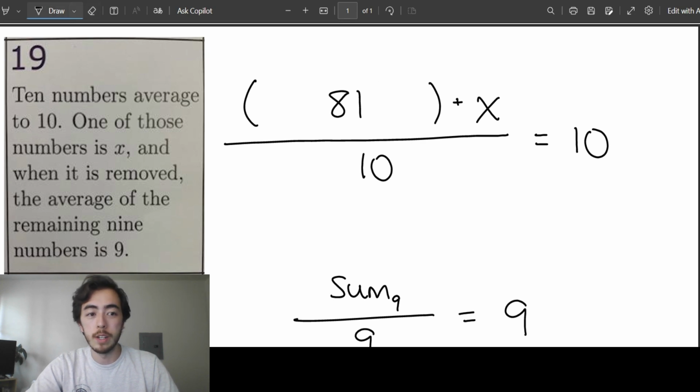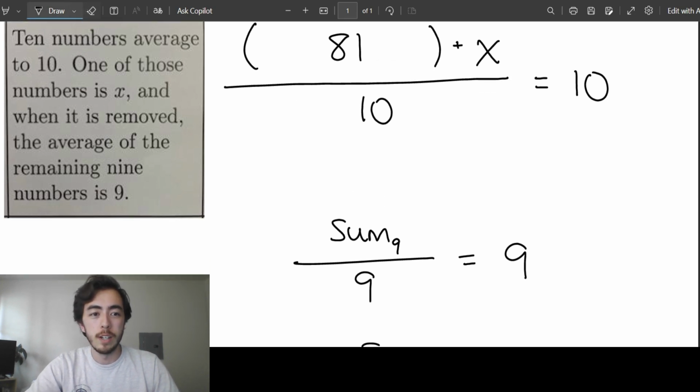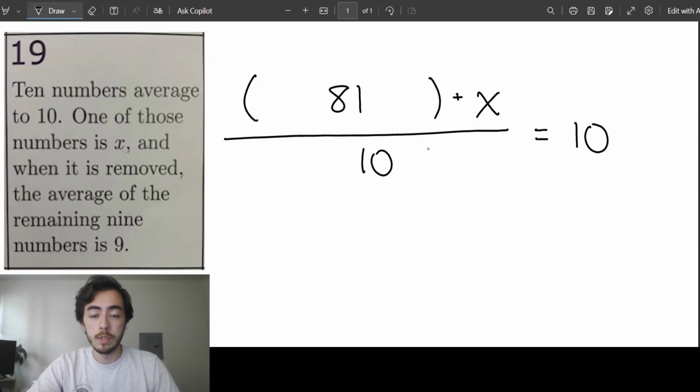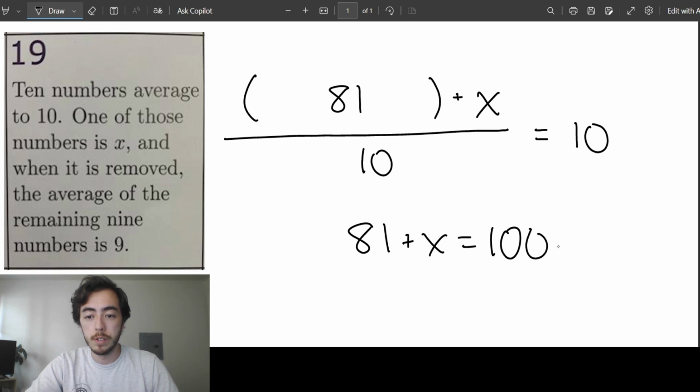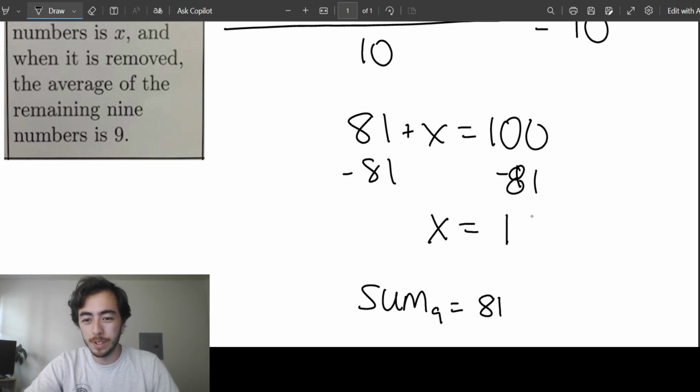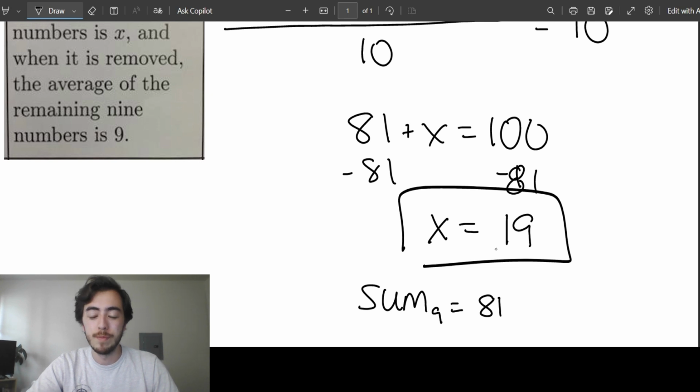And so now I get an equation that looks like this. I don't really need this lower one anymore. And now we're just solving for x. I think the best thing to do is get rid of the fractions. Let's multiply both sides by 10. So we get 10 times 10 on the right, which is 100. And then we could subtract the 81. And ultimately, we do get x is equal to 19 for today.